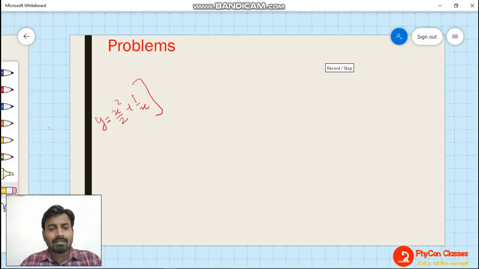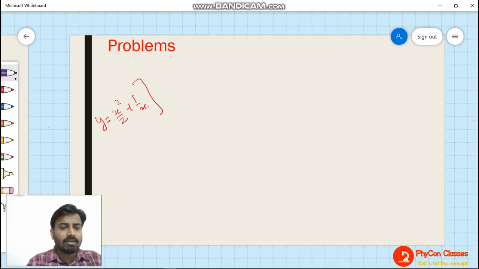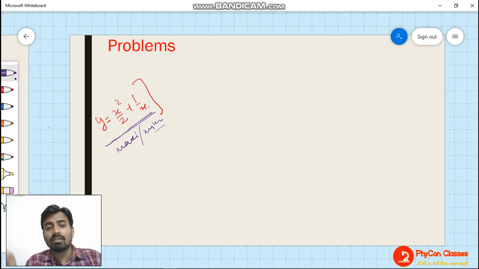Now let us discuss the problem that I gave you in the previous lecture. y is a function of x, given as y equals x square by 2 plus 1 by x. For this, we need to find out maxima or minima, anything or both, whatever is available. After solving, we will know whether it gives only maxima, only minima, or both.